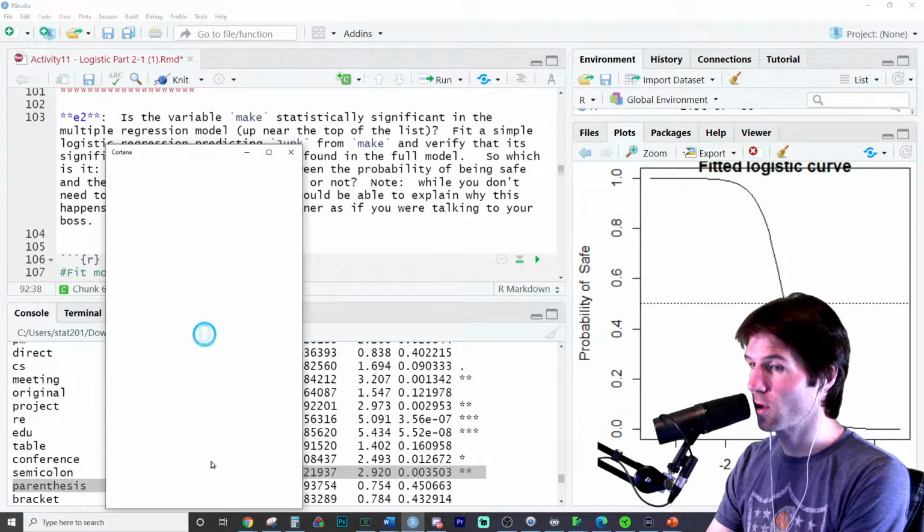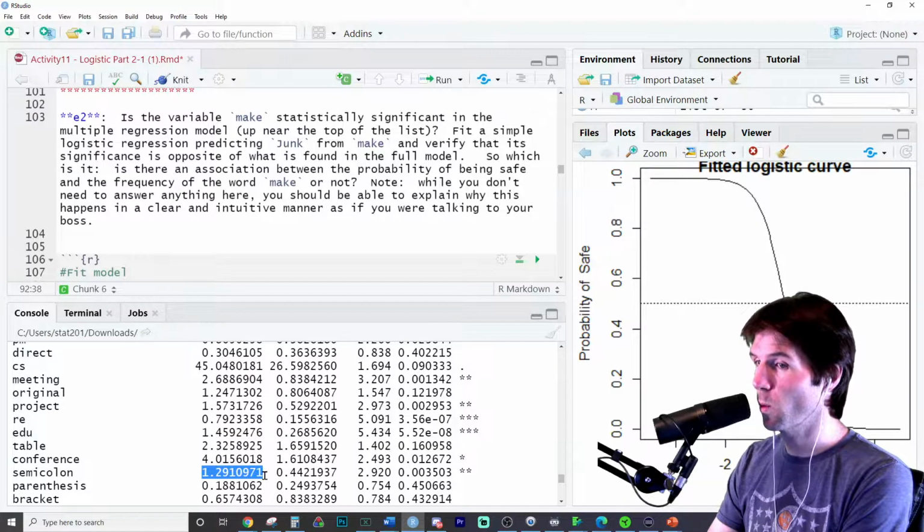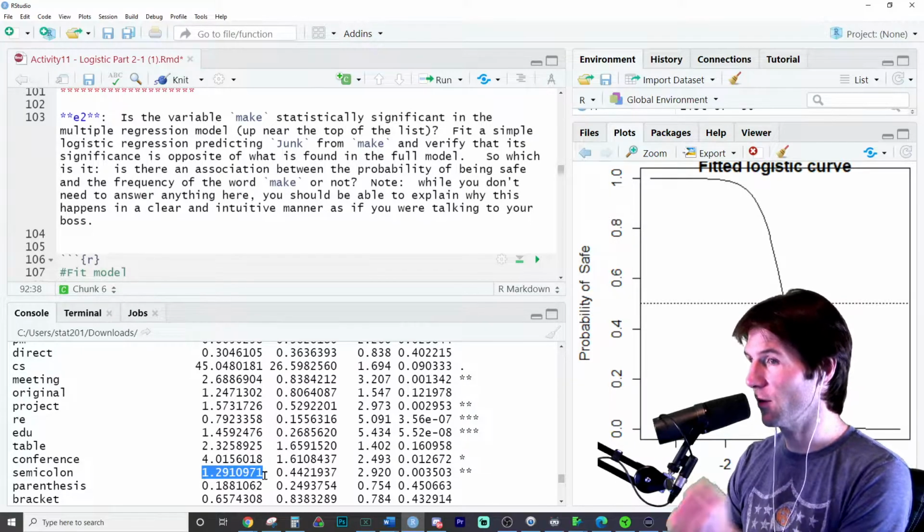Do not interpret this coefficient. Oh my gosh. Do not interpret that coefficient right there. Two emails that are otherwise identical, but one has more semicolons than the other. The one with more semicolons is more likely to be a safe email.